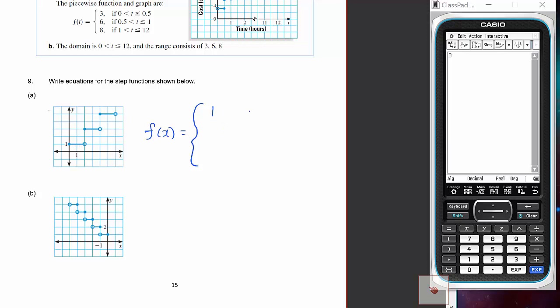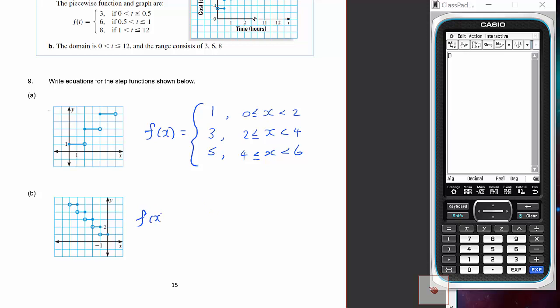So it's 1 if x is between 0, which is included, and 2, which isn't. It then takes the value 3 when x is between 2 included and 4, which isn't. And it then takes the value 5 for x from 4 included across to 6 not included.